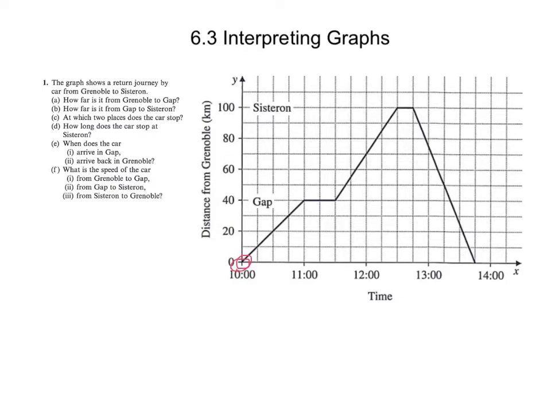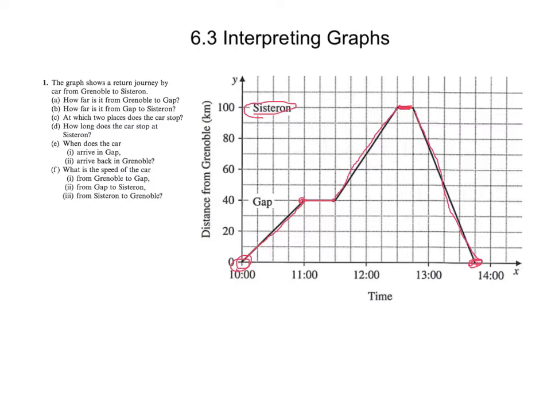Okay? And then we slowly go away from Grenoble, and here we're now 40 kilometers away from Grenoble. And then we stay 40 kilometers away. In other words, we don't travel. We don't go any further. Okay? Then all of a sudden, we drive away from Grenoble again. Okay, and we arrive in Sisteron. You can see Sisteron is here at 100. And they stay there for whatever one square represents, and we'll figure that out in a minute. Okay, and then we turn around and we drive all the way back home to Grenoble. Okay, where again the distance away from home is 0 on this bottom line.